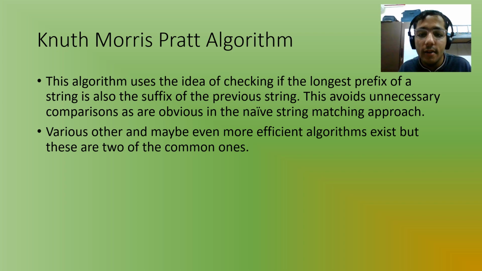What Knuth-Morris-Pratt does is it uses the concepts of prefix and suffix. Prefix is the part of the string that is there in the front, and suffix is the part that is there in the end. So what the Knuth-Morris-Pratt algorithm does is it takes the longest prefix of a string that is also the suffix of the previous string. So this is very efficient. This can be discussed at length, but it would increase the length of the video.